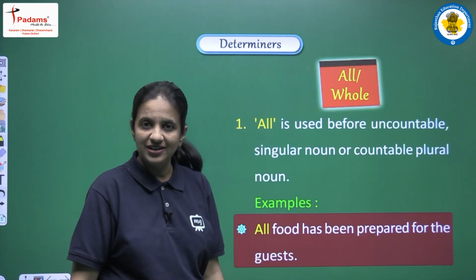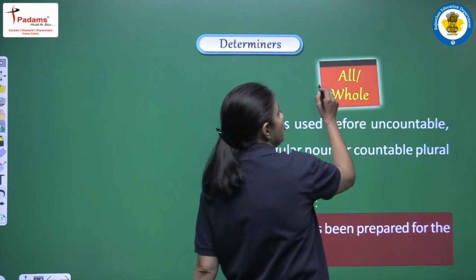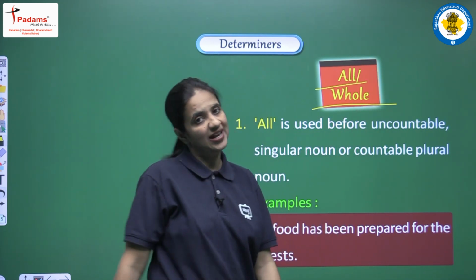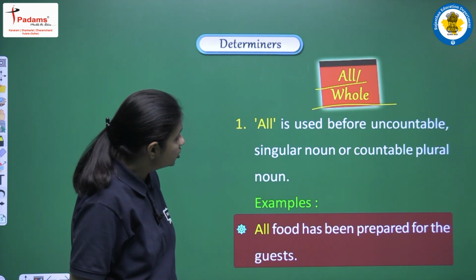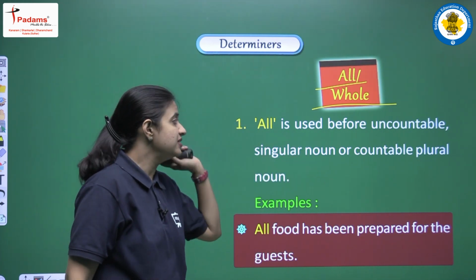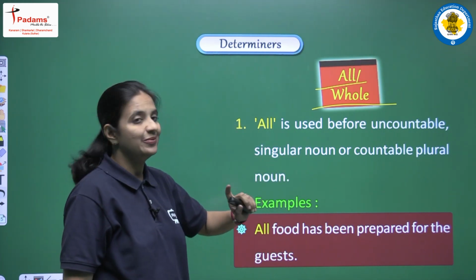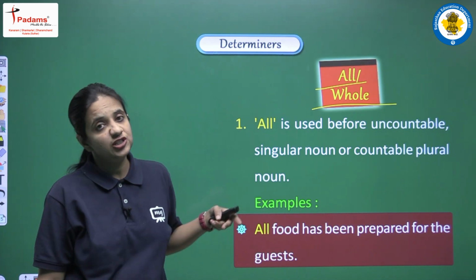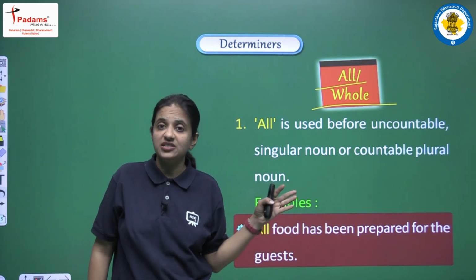Now, next determiners that we are having: all and whole. So let's see the difference. All is used before uncountable singular noun or countable plural noun. So students, these things are actually very much important.